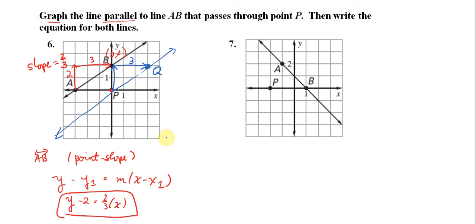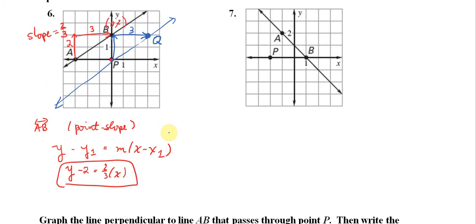Now for the other line, line PQ, we could use P or Q. Both are totally acceptable. I'm going to use P here just because it goes through the origin. It's so nice when a point goes through the origin. So the equation of line PQ is just y is equal to 2/3 x. In other words, the slope is still 2/3, and there is no translation. It goes through the origin. So that's the equation for line PQ. What I would like you to do is practice and work through this other one on your own.